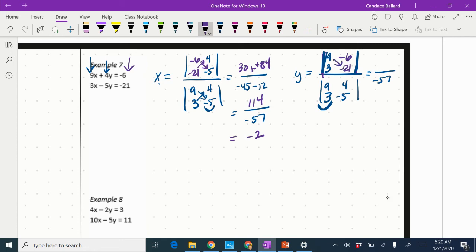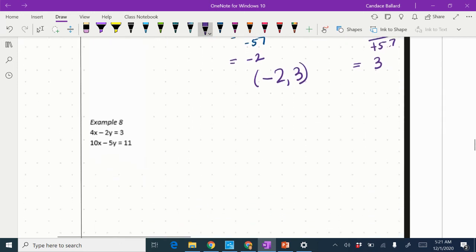Now I'm going to multiply the diagonal, so 9 times negative 21 is negative 189. And then I'm going to subtract 3 times negative 6, which is negative 18. The double negative goes positive. Negative 189 and positive 18 is negative 171 over negative 57. The double negative there goes positive, and then 57 divides into 171 3 times. So your final answer on this should be negative 2, 3.